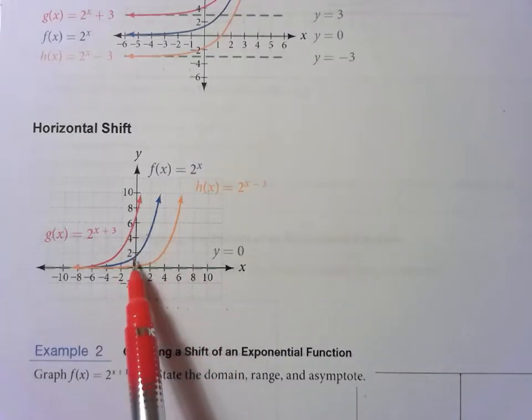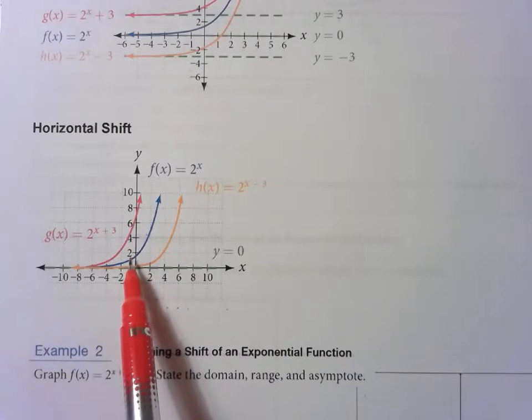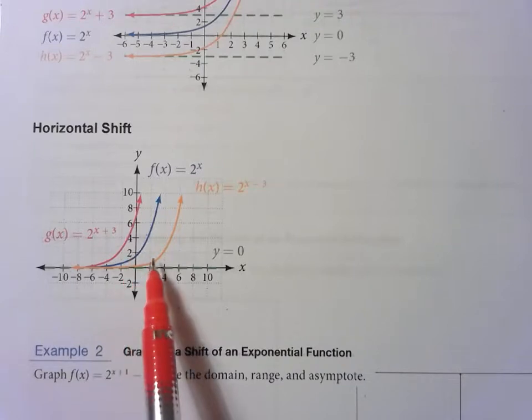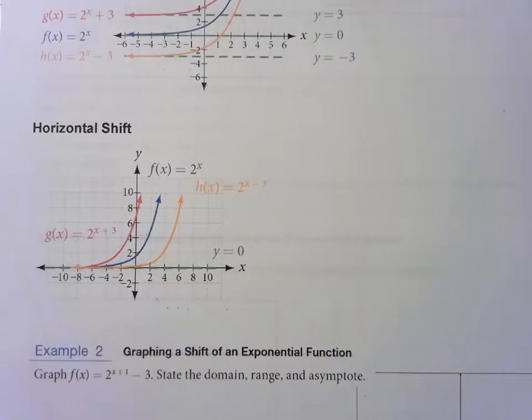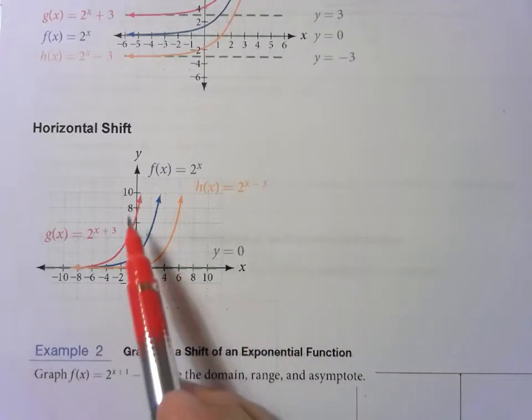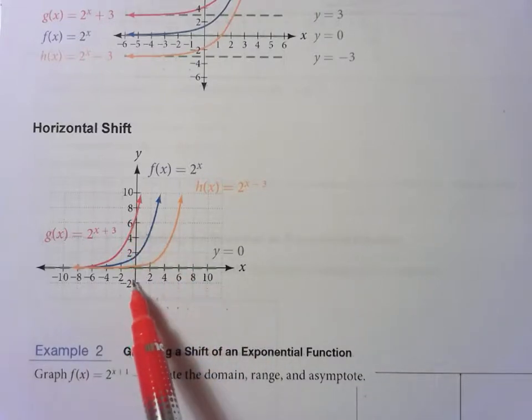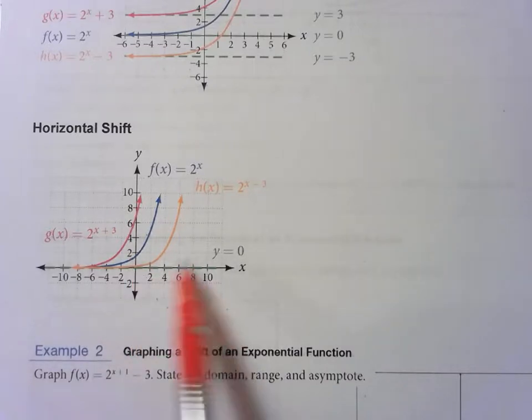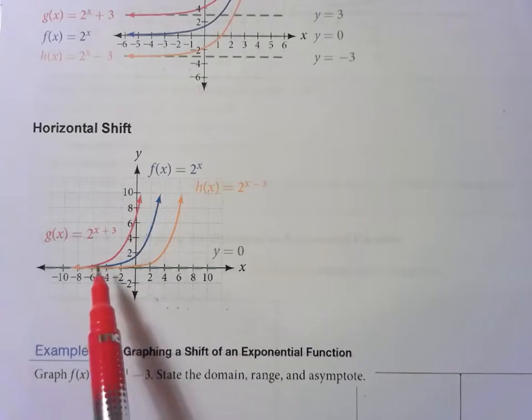So notice we start with this one. It used to cross at (0, 1). If you shift it right 3 units, where does it cross? At (3, 1). It's not really crossing the y-axis, but that's where your 1 would be. So that's the point that you can use to kind of translate your function.